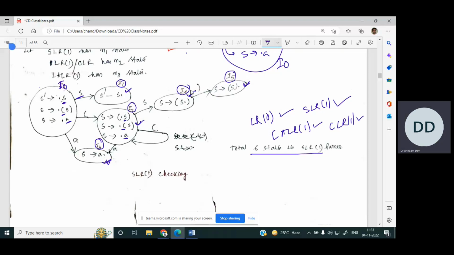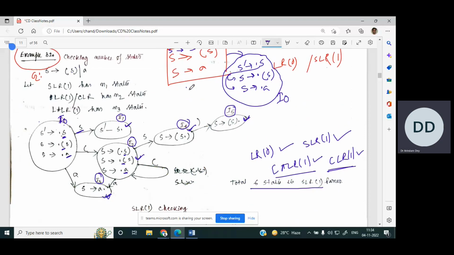But again, I am telling regarding LALR and CLR, we have to take a separate call. We will look into how LALR and CLR can be checked dedicatedly. Later we will be moving on to that. Okay.